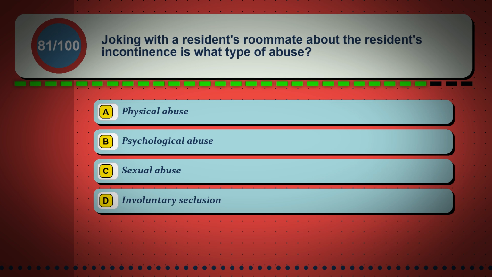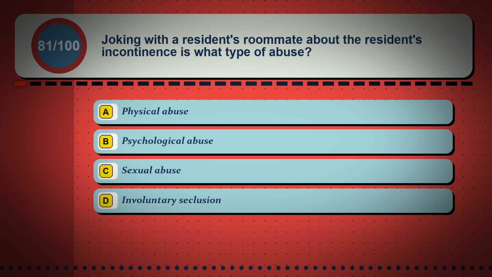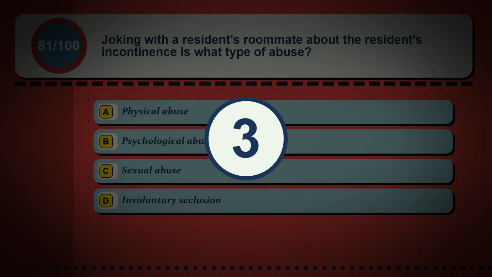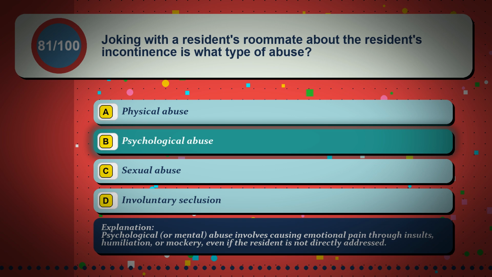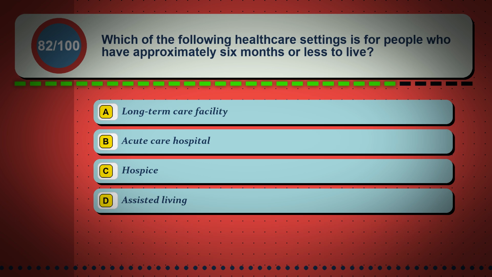Question 81. Joking with a resident's roommate about the resident's incontinence is what type of abuse? Option A, physical abuse. Option B, psychological abuse. Option C, sexual abuse. Option D, involuntary seclusion. The correct answer is option B, psychological abuse. Psychological, or mental, abuse involves causing emotional pain through insults, humiliation, or mockery, even if the resident is not directly addressed.